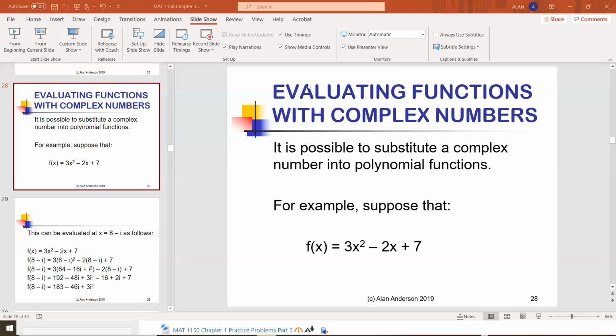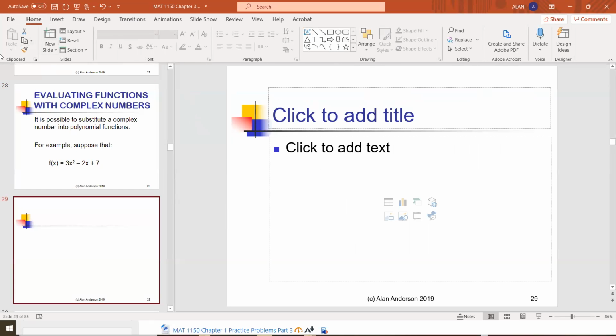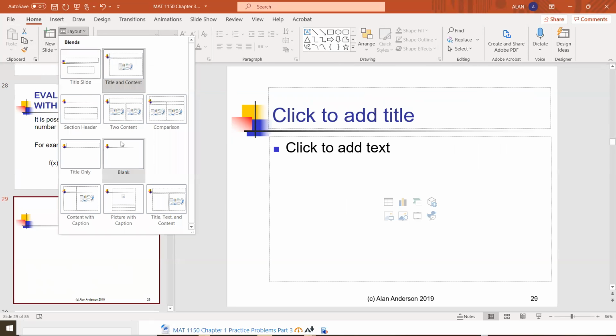All right, I guess that was a long enough break. So we'll start up again here with evaluating complex functions. So here's what we're going to do. We'll start by evaluating this. Actually, let me do this on a separate slide, just so you can see all the steps.